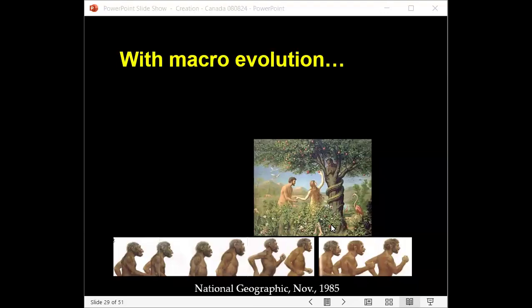If macroevolution is true, there are two scenarios. What is macroevolution? An example of macroevolution includes the evolution of totally different kinds into other kinds, such as from reptilian ancestors to mammals. So those are macroevolutions.